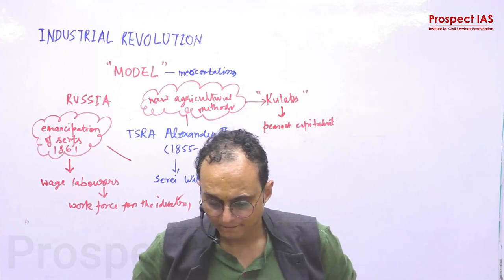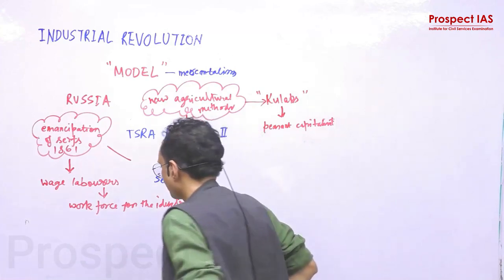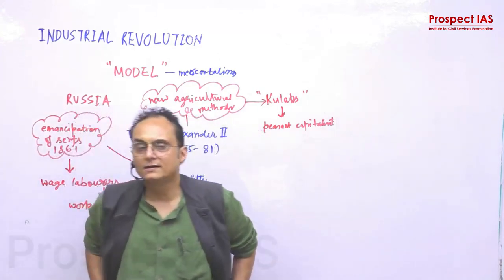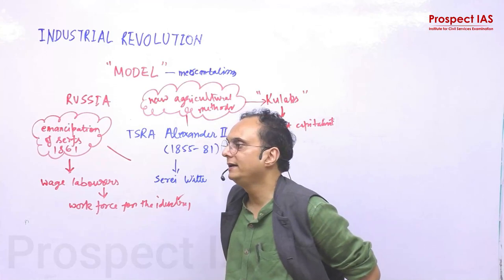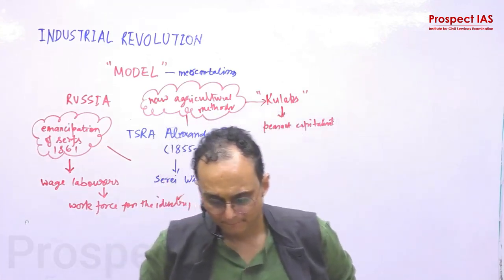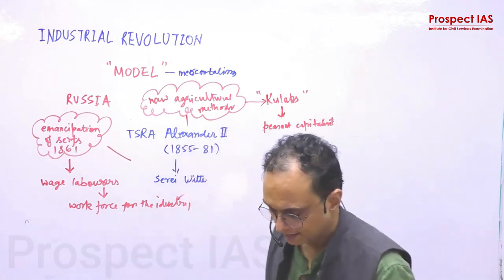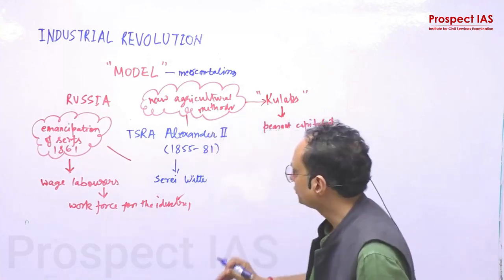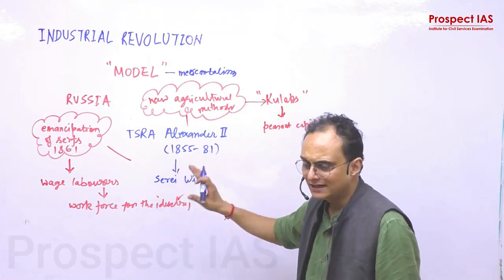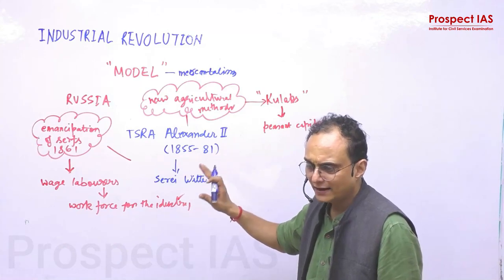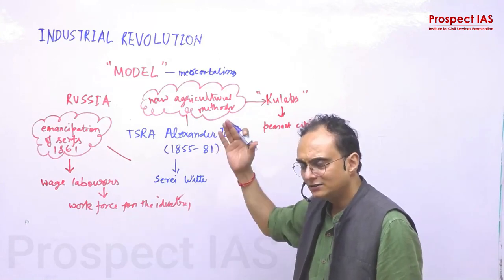Trans-Siberian Railway connected the countryside with industries. Okay, that is the short story of Russian industrialization. Nothing more is needed. So that's why we are not going into too much detail of all this. Have an idea and just go through.